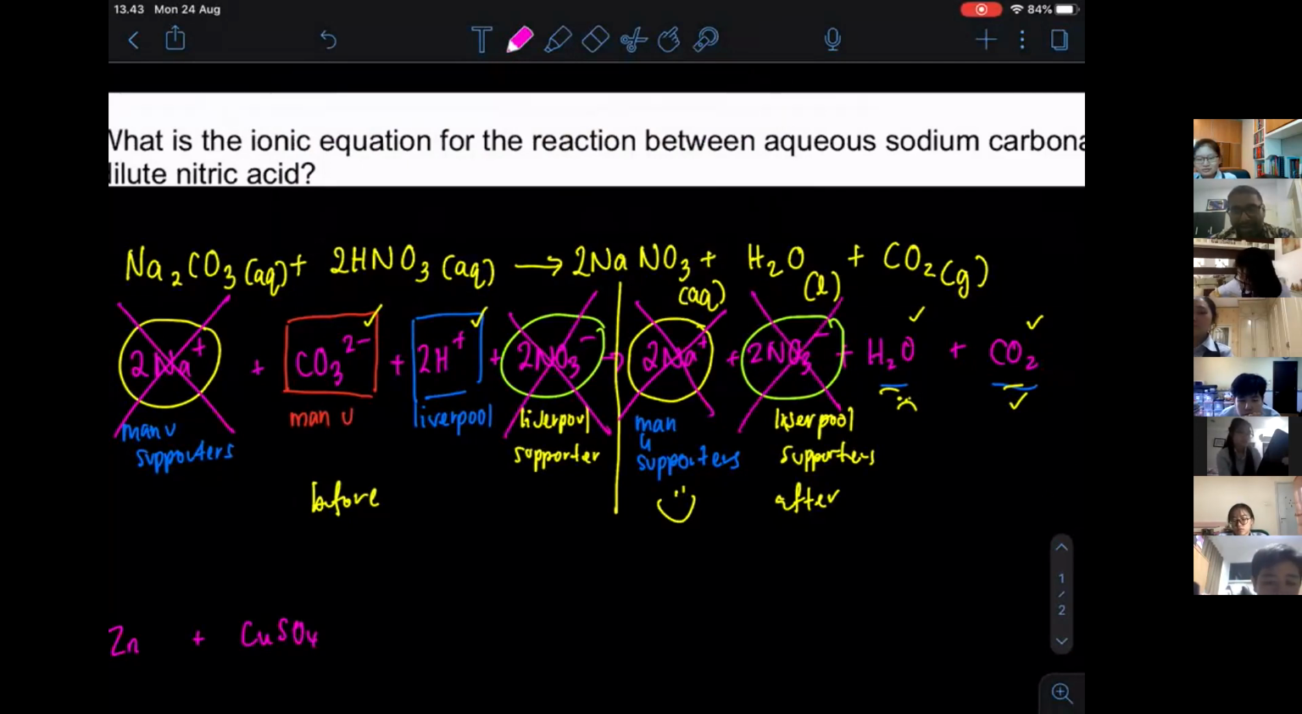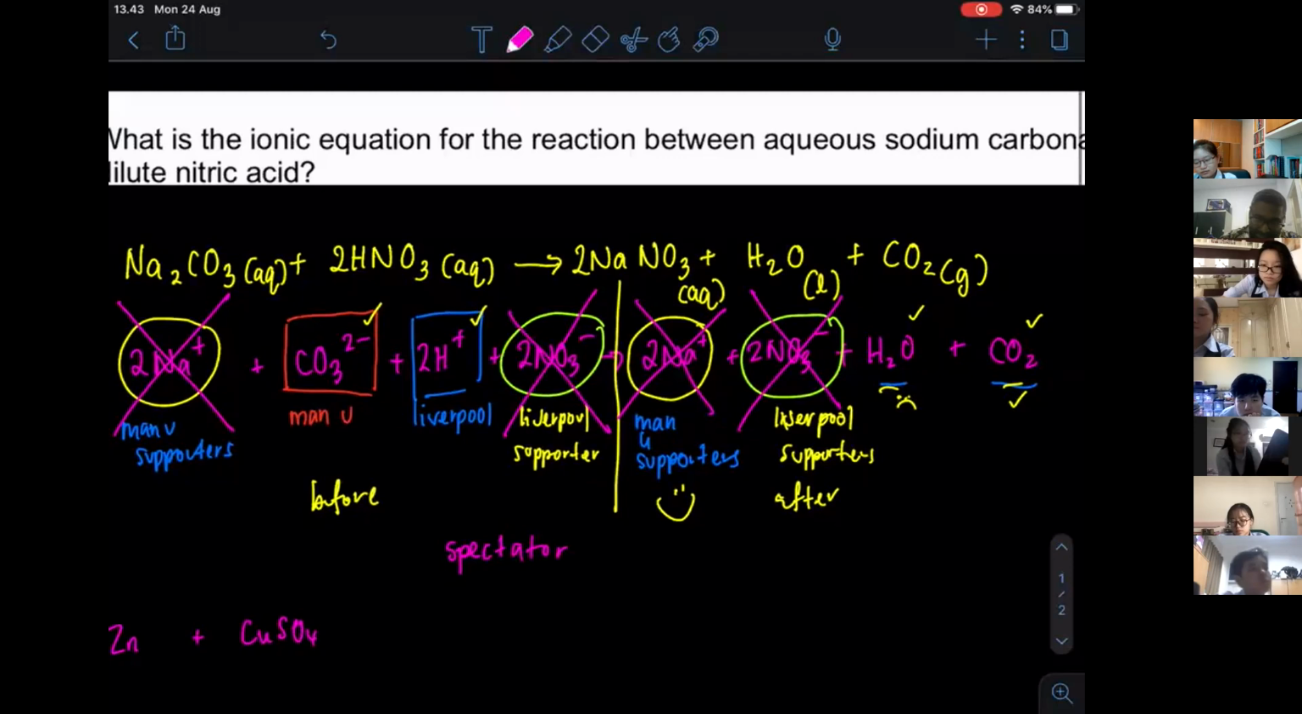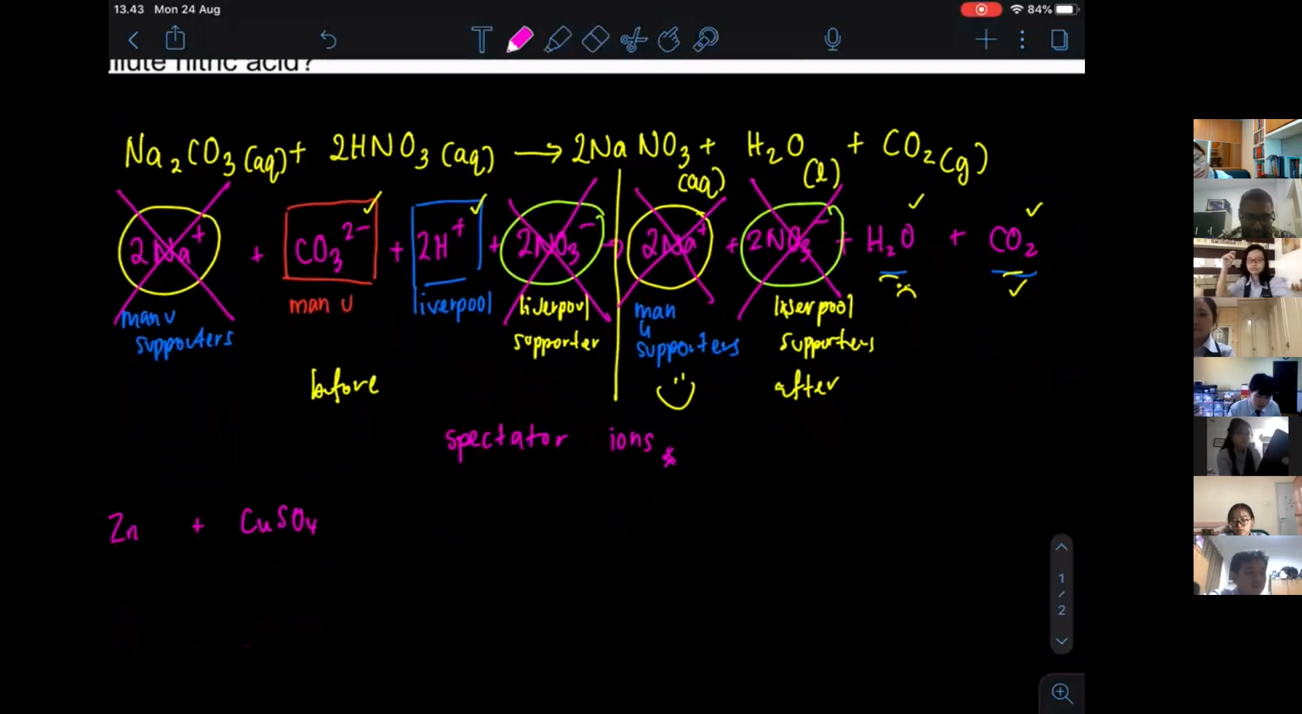Why? Like in a football stadium, when you go and support a team, we call them spectators. In chemistry, we call them spectator ions. What are spectator ions? They are there in the reaction, but they do not take part in the reaction. So what happens over here is you are going to get an ionic equation, which is going to be 2H plus CO3 2 minus to give you H2O and CO2.